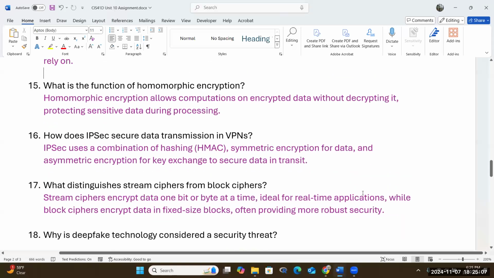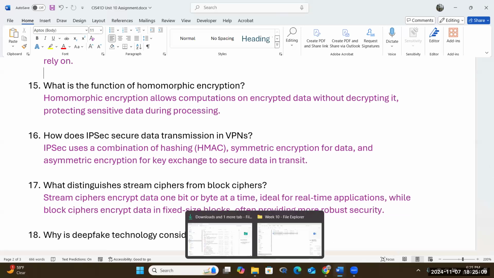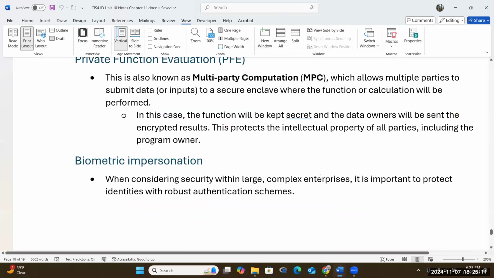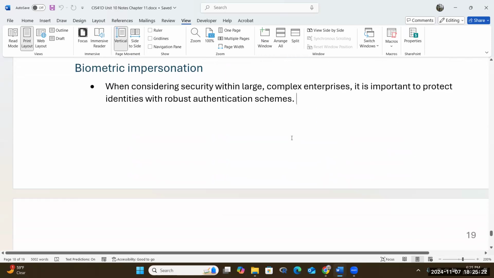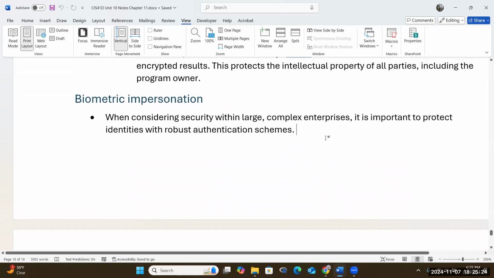Okay, for 18, it asks about deepfake. So let's go back to our notes here. There's one section that's not included in your assignment: biometric impersonation. This is getting to be kind of popular because we are in a transition to move away from passwords and use biometrics as another factor in authentication.